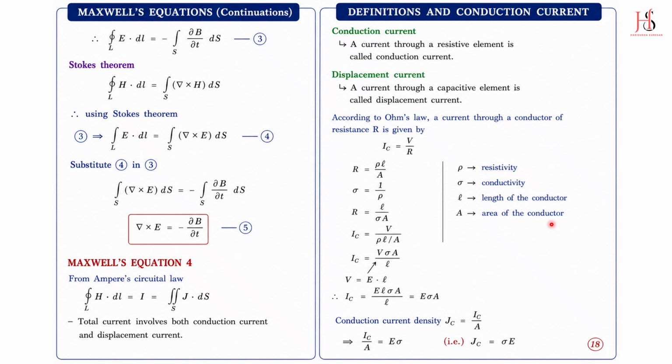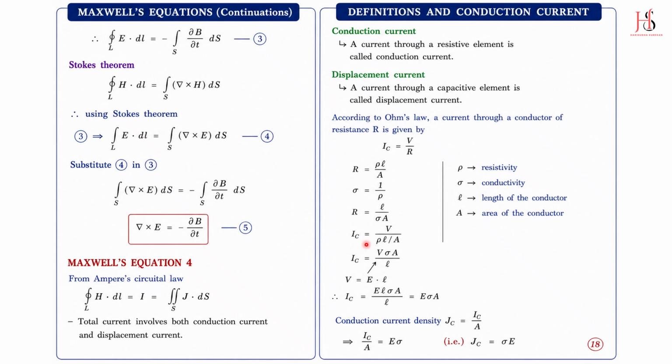of the conductor. So sigma can be written as 1 by rho, where sigma is called the conductivity. Therefore, in the place of 1 by rho, I'll replace sigma in the equation R. So R can be written as L divided by sigma A. Therefore, IC is equal to V by R. In the place of R, I'll replace this equation. IC is not the collector current over here. It is called the conduction current.